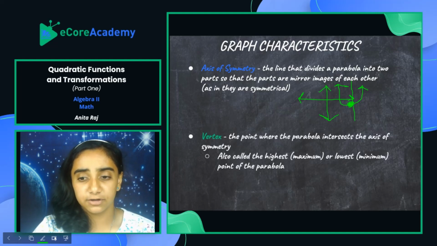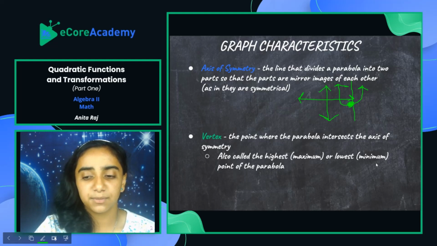Next, let's look at the vertex, this vertex we keep talking about. It's the point where the parabola intersects the axis of symmetry. It's also called the highest, maximum, or lowest, minimum point of the parabola. So if you look back here to this drawing, the point where the parabola intersects the axis of symmetry. Well, if this was our axis of symmetry and this was our parabola, the vertex is right here. It's where these two points intersect, and the vertex lies on the axis of symmetry of your parabola.